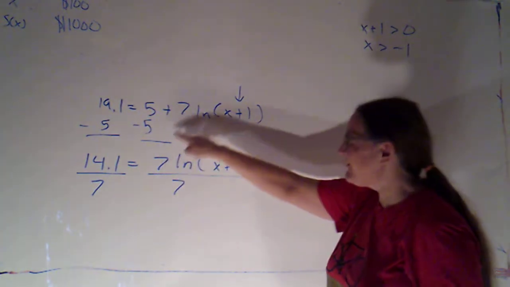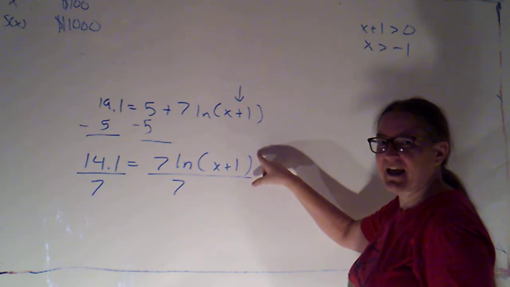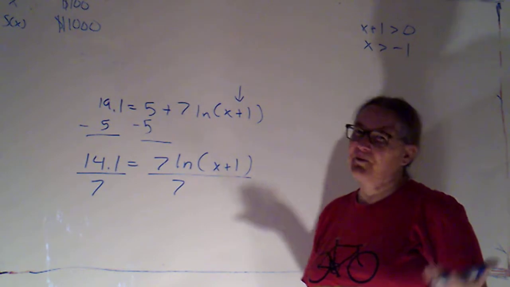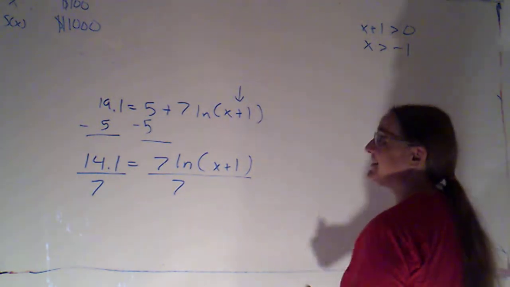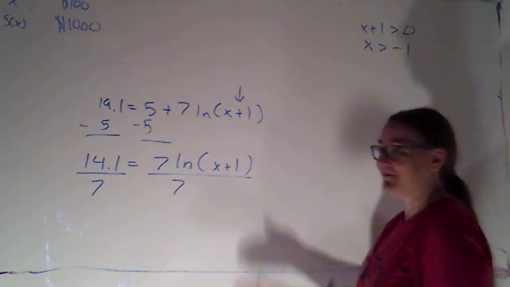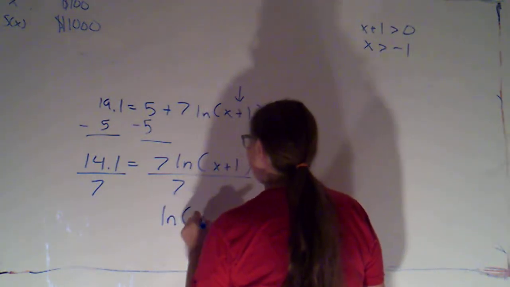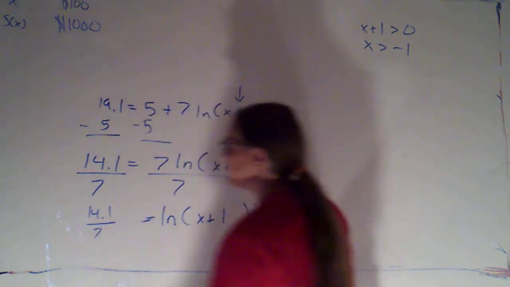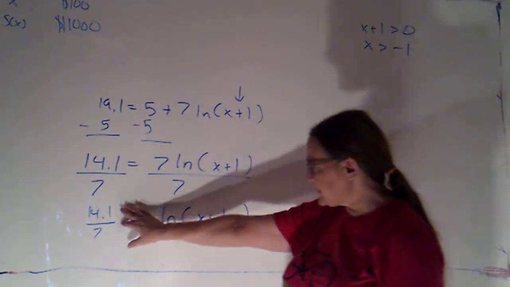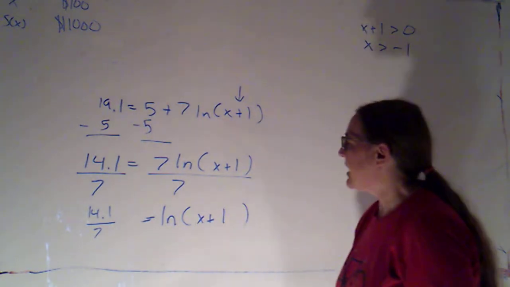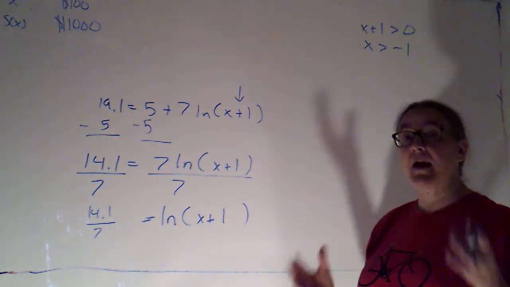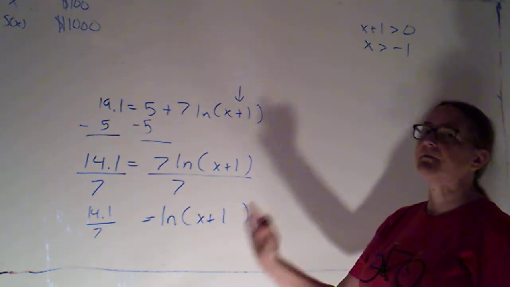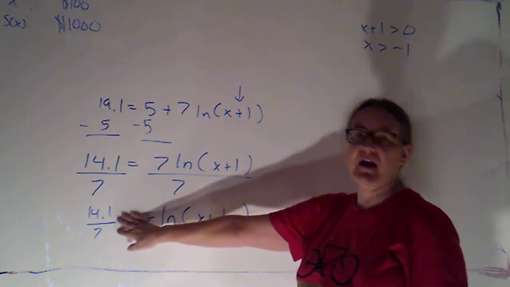I could, if I wanted to, move that 7 up and make it an exponent, but then I'm dealing with x plus 1 to the 7th. I'd prefer not to. It's going to be a lot easier if I just divide by the 7. So the natural log of x plus 1 is going to equal 14.1 over 7. Now, that would not be acceptable as a final answer for most problems, but when you're solving exponential and log equations and you're getting things ready to plug into a calculator, I'm okay with that.